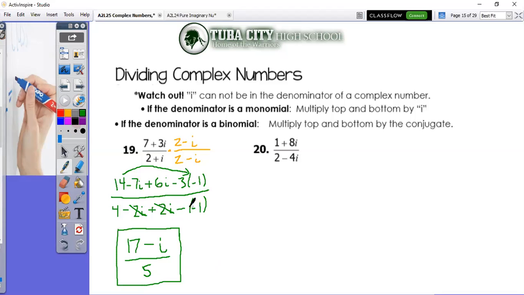Because again, this is just going to be +1. And it looks like we're done. I think that is lowest terms. It doesn't look like there's anything we can reduce everything by, so that's done. And again, we have no i in the bottom number, so that's what we want. Let's do this one now.